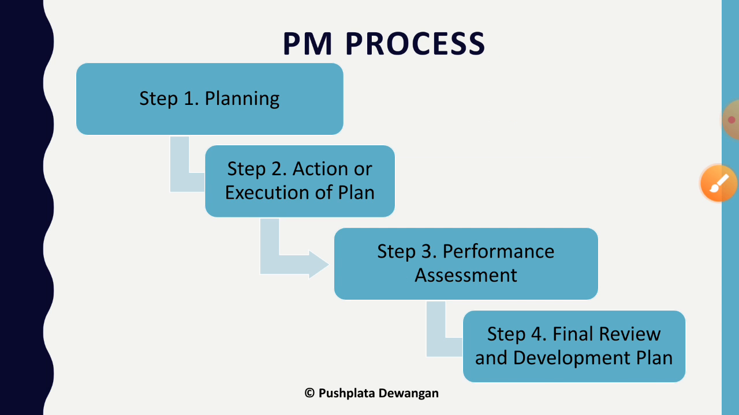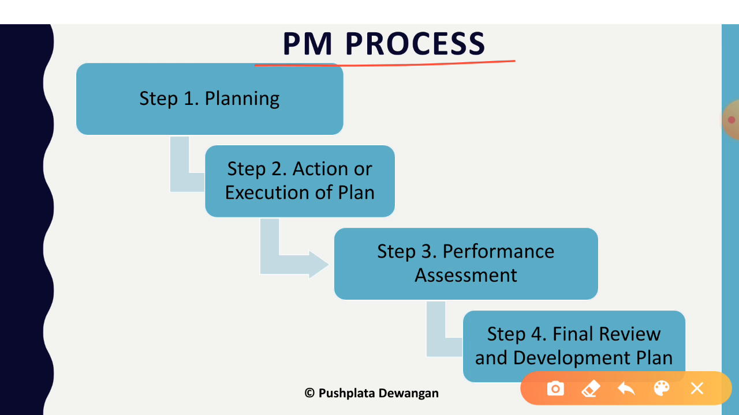Now the next topic is the performance management process. Performance management essentially consists of four stages. The first stage is the planning stage. Planning is a process in which the future course of action is decided in advance. This helps in giving direction while performing the task. Without planning, the objectives of doing the work will not be clear.